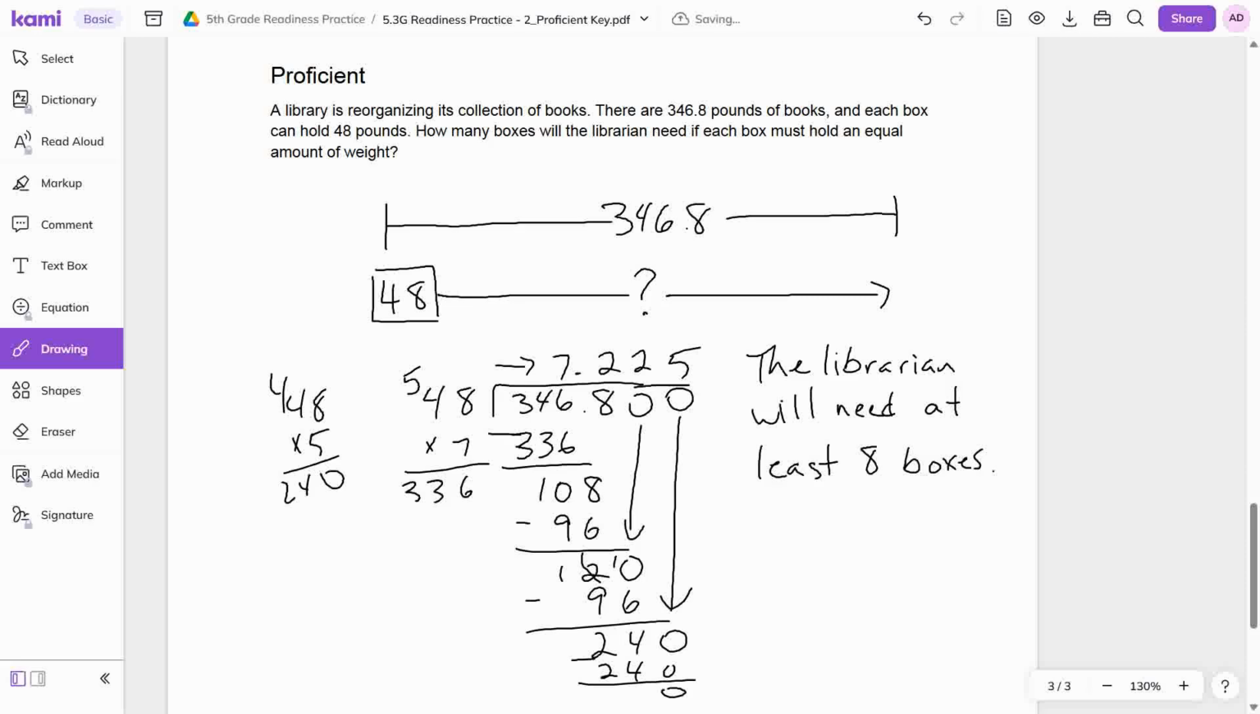And the maximum each box can hold is 48 pounds. So we can hold less. So if you have 8 boxes, you can distribute out that weight evenly to make sure that each box has the same amount, and you can just be underneath the 48 pounds.